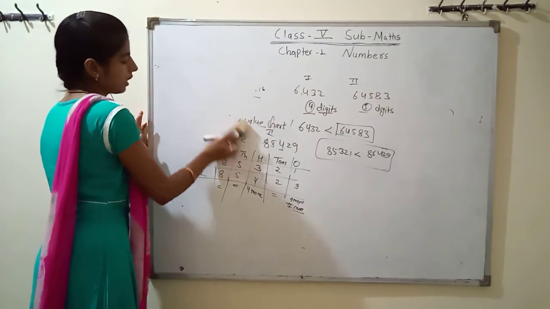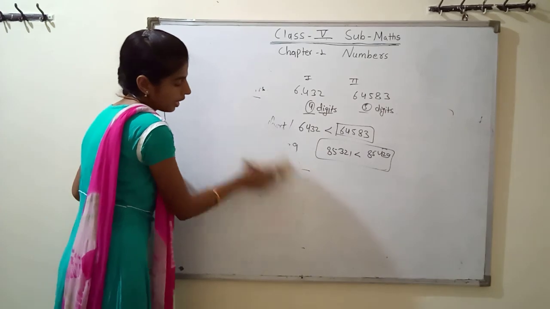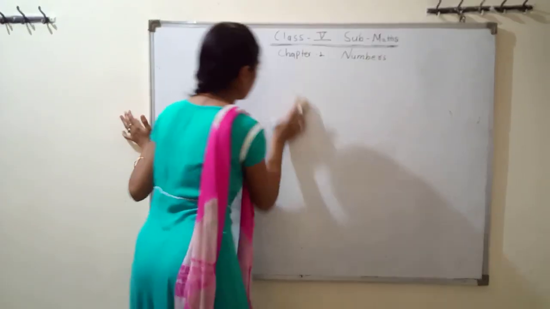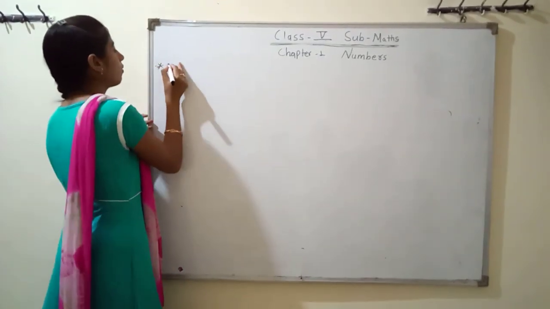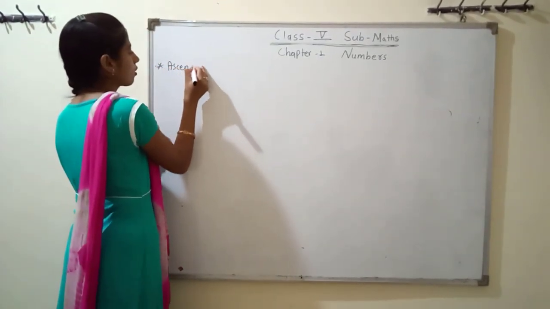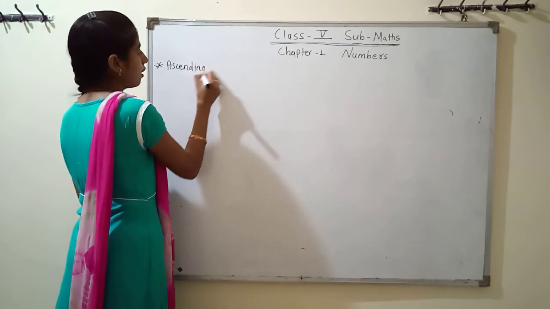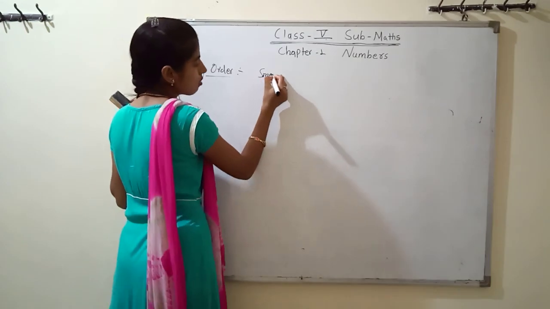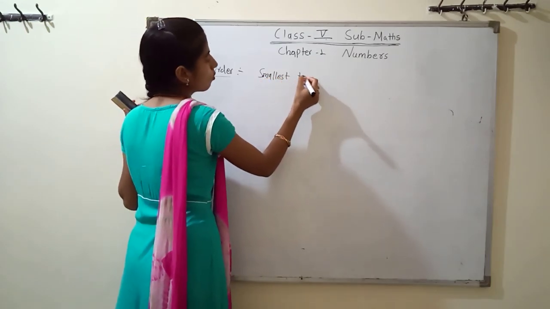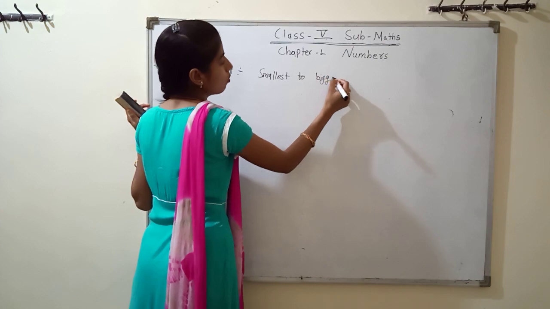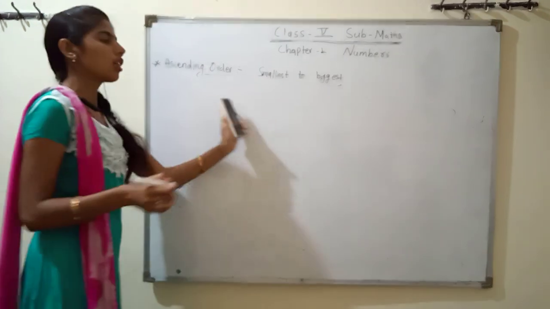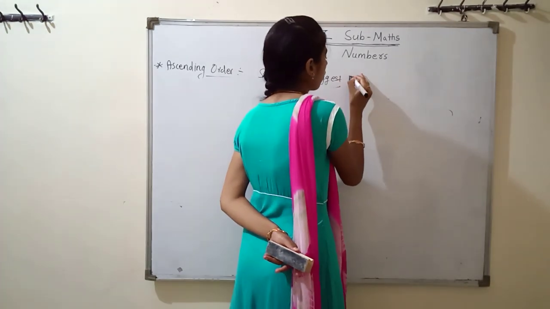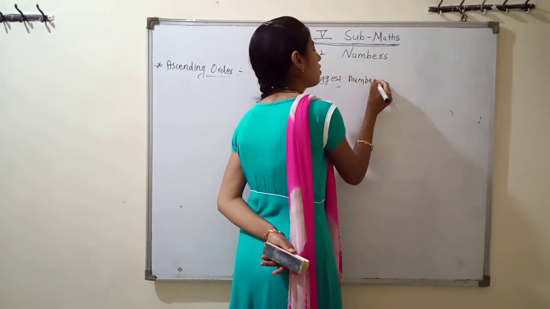Next, now we started our second last point, ascending order. Ascending order means smallest to biggest. It means small to biggest number. Smallest to biggest number.